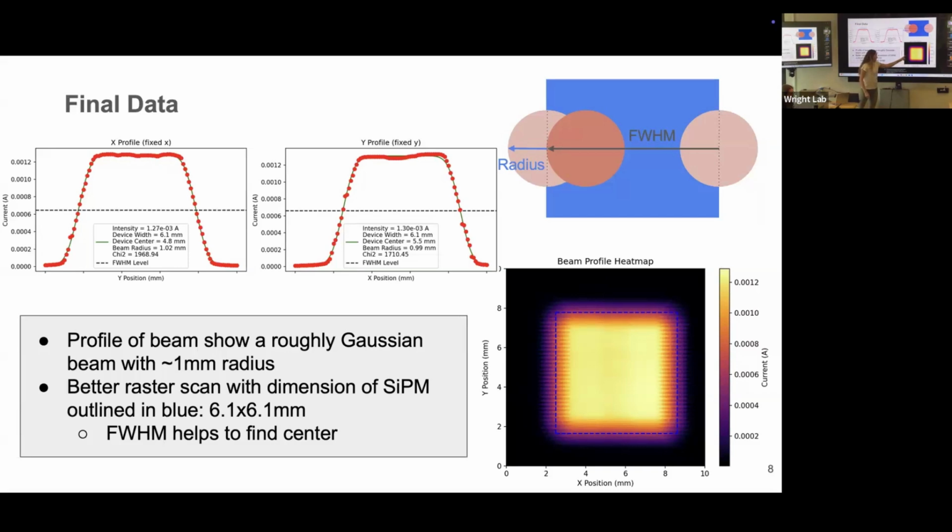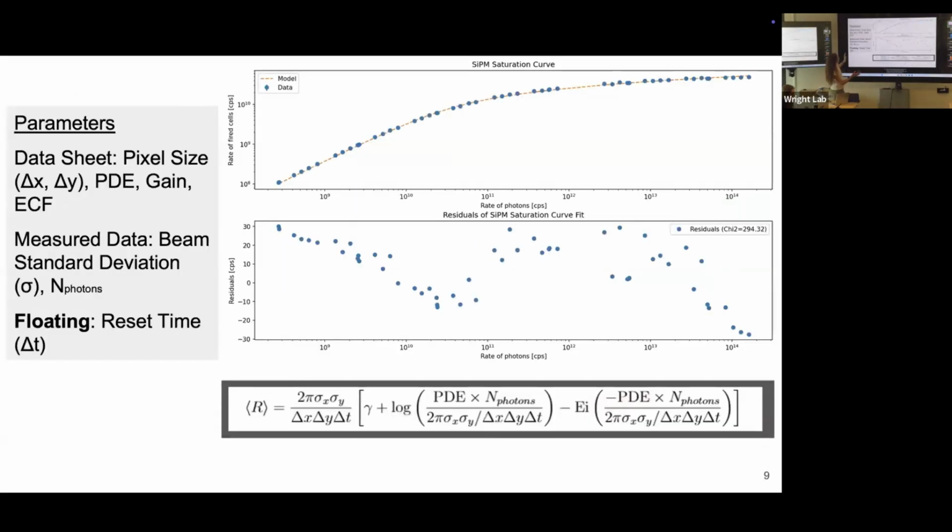So we can see in this raster scan, the dotted blue line is what the computer notices to be the device's dimensions, which is in fact an accurate 6.1 by 6.1 millimeters. And this is kind of the star of the show, where we can see my data in the blue matches perfectly the model that we're trying to match it to, or seeing if it accurately predicts it.